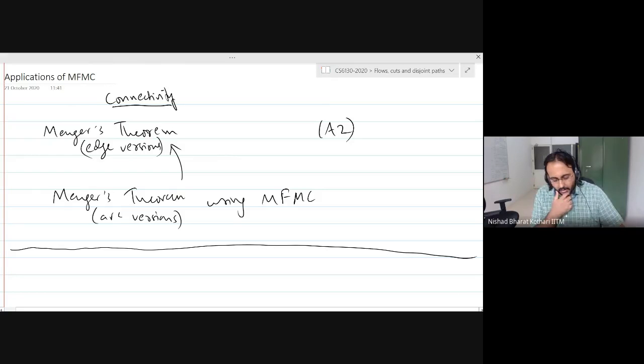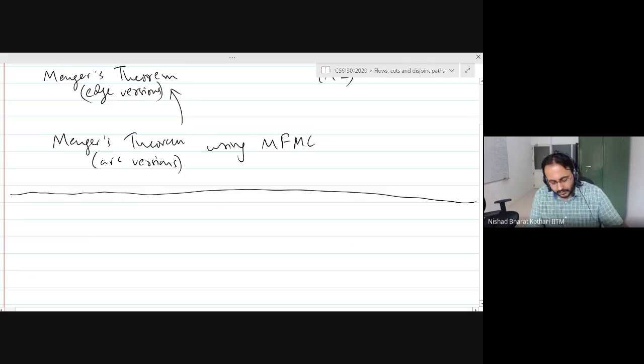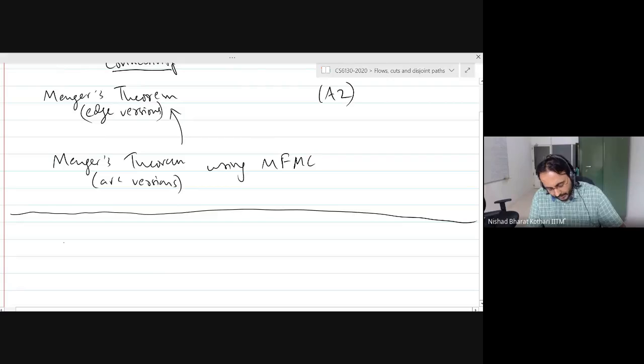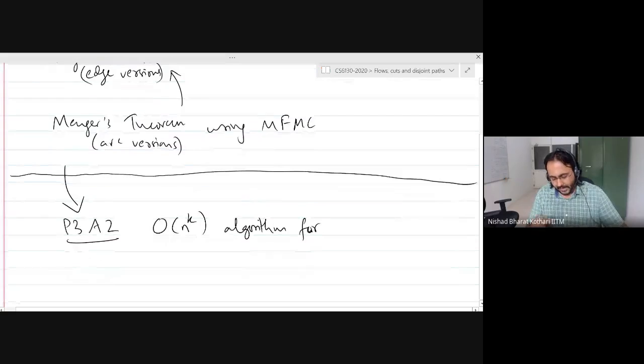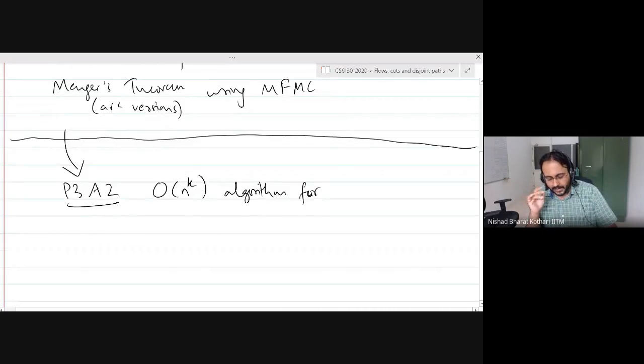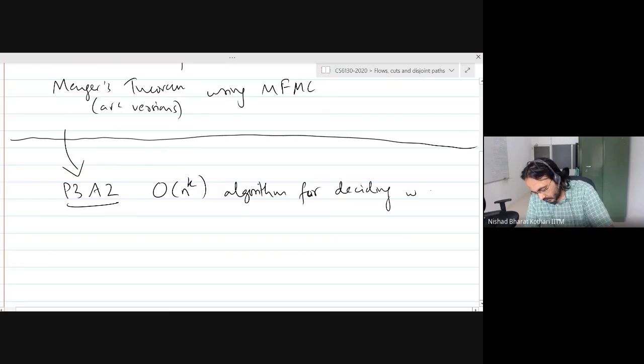And not only that, on your assignment, I think it's problem number 3, you will also be finding an order n to the power k algorithm for deciding whether a graph is k-edge connected. In fact, I have written it more generally. You will be computing the edge connectivity of a graph, which was defined in the assignment. But in particular, you can decide whether a given graph is k-edge connected or not.